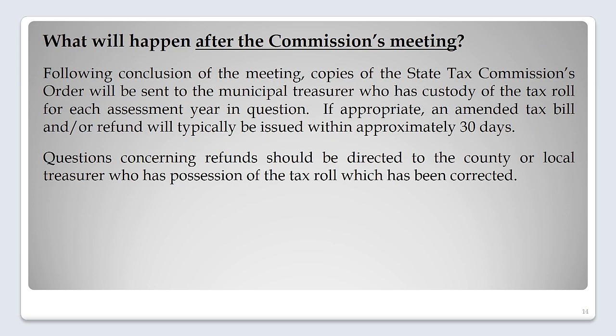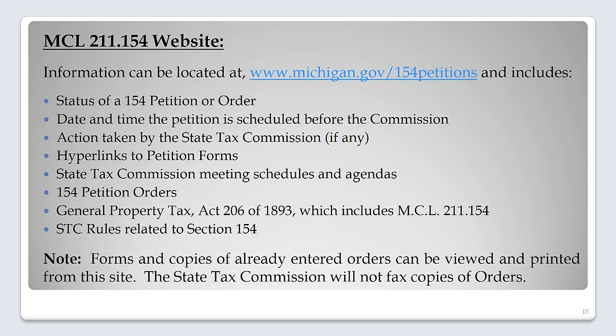Following the conclusion of the meeting, copies of the State Tax Commission's order will be sent to the municipal treasurer who has custody of the tax roll for each assessment year in question. If appropriate, an amended tax bill and/or refund will typically be issued within approximately 30 days. Questions concerning refunds should be directed to the county or local treasurer who has possession of the tax roll which has been corrected. The State Tax Commission provides information regarding the MCL 211.154 petition process.